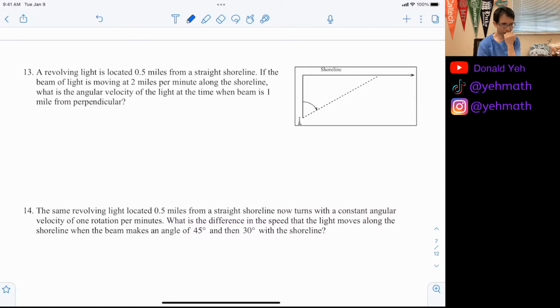Did you get the negative 3 over 500, the change in x? Negative 3 over 500. Yeah, I got that. Let's see what happens.